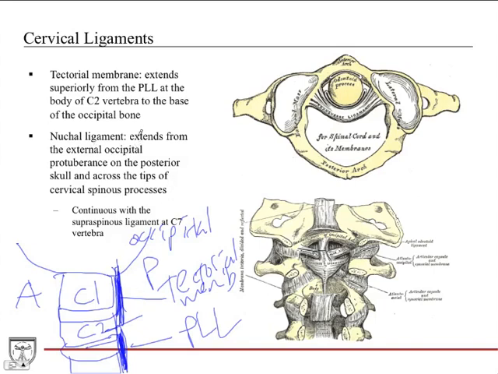Then you have the nuchal ligament, which you could think of as similar to the supraspinous ligament in the upper cervical region. It extends from the external occipital protuberance, which is just a fancy word for a bony prominence on the posterior aspect of the skull, and it goes across the tips of the cervical spinous processes, and then it's continuous with the supraspinous ligament at C7. So let's actually go to the whiteboard for this. I just want to help you fully understand this.